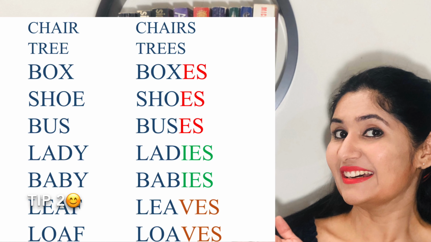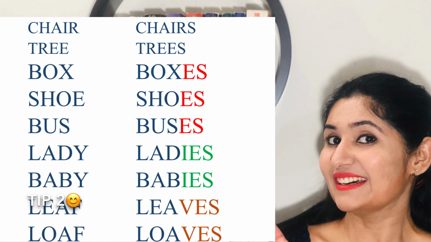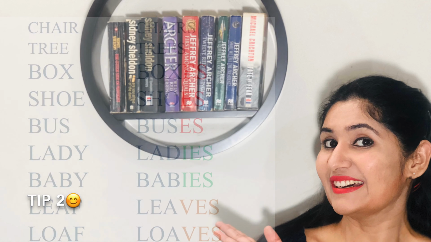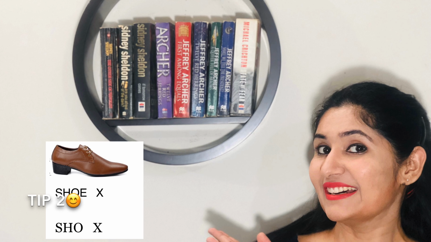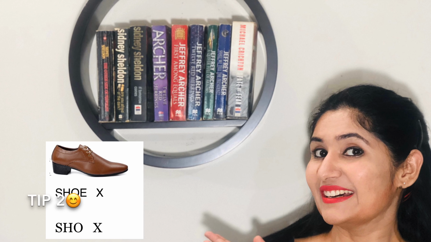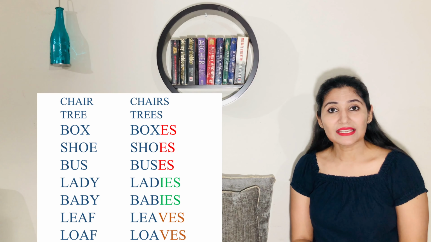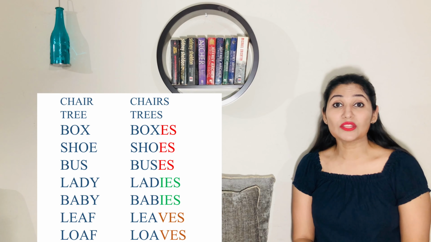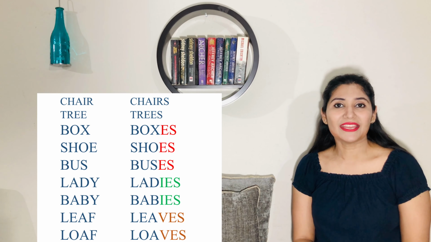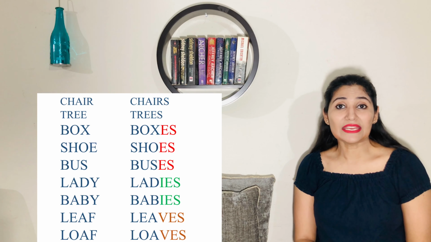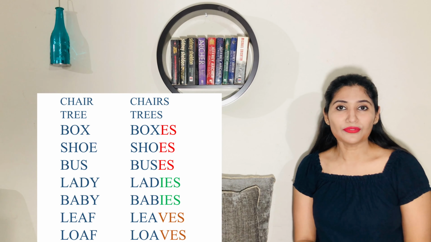Don't worry, just remember a simple rule. The spelling of shoe with an X. Whenever your noun ends with S, H, O or an X, you will always use ES. Shoe, shoes, bus, buses, lady with a Y, and Y changes into IES, ladies, baby, babies. F, leaf, then it changes into VES, leaf, leaves, loaf, loaves.